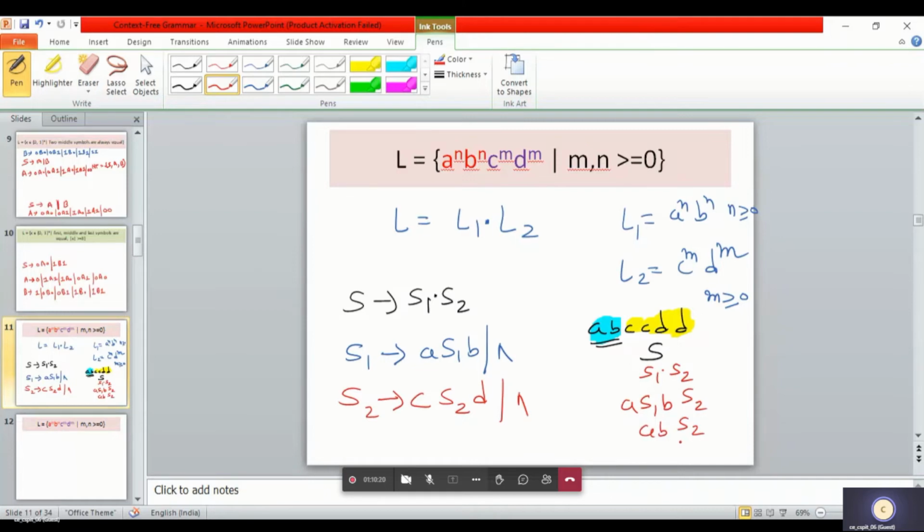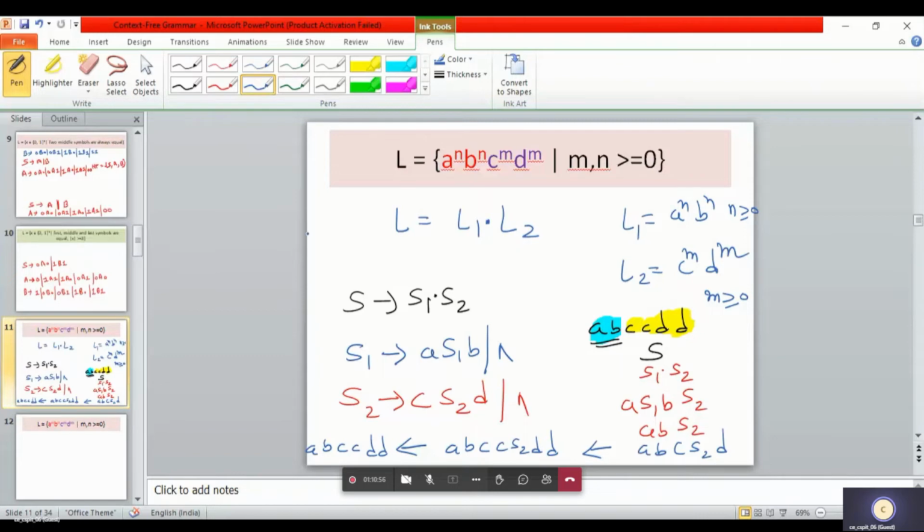Now from S2, we have C S2 D. So we'll write A, B, C, S2 D. And from that, we want one more occurrence of C, again C S2 D and D. And finally, I will replace this with null. So we'll get A, B, C, C, and D, D. So this is how we are able to derive the string A, B, C, C, D, D.